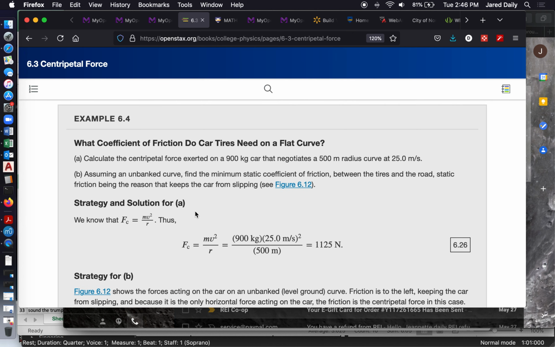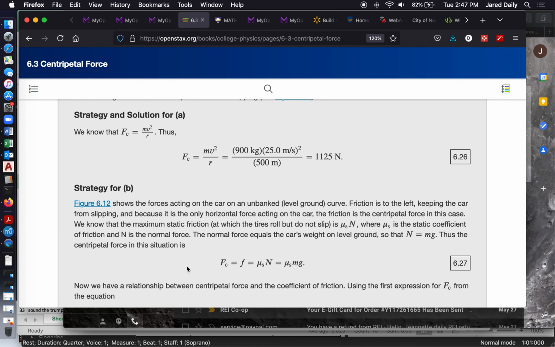So we say that the centripetal force, which equals mv squared over r, and here are the numbers that they've given us for that. They have a mass of a car, they have the speed of the car going around the turn, and the radius of the turn. So they have that centripetal force and they calculate it and write it out here. But then they let this force, which is the centripetal force, equal the friction force. And of course the friction force equals the static coefficient of friction times the normal force.